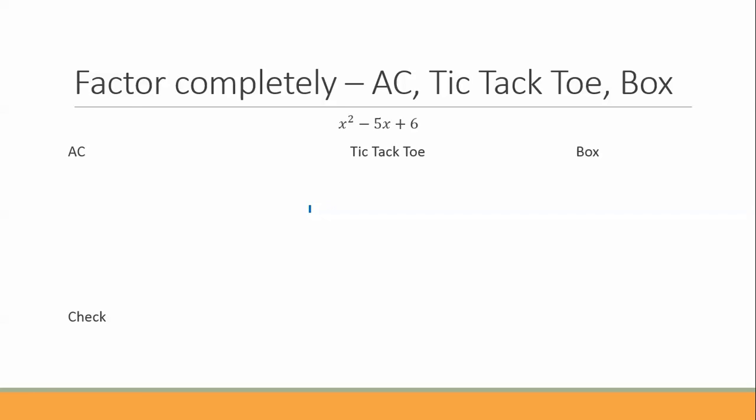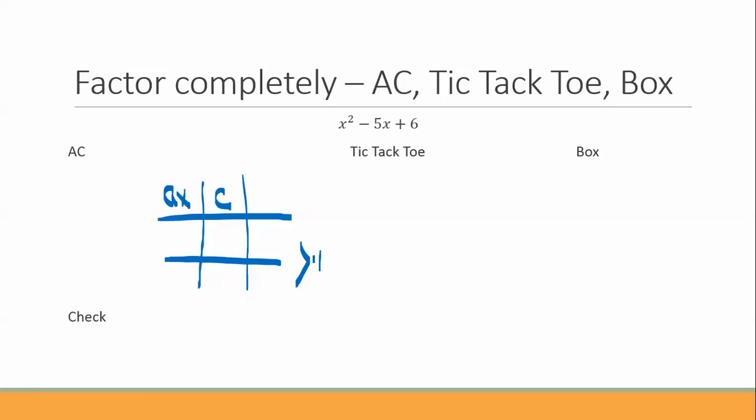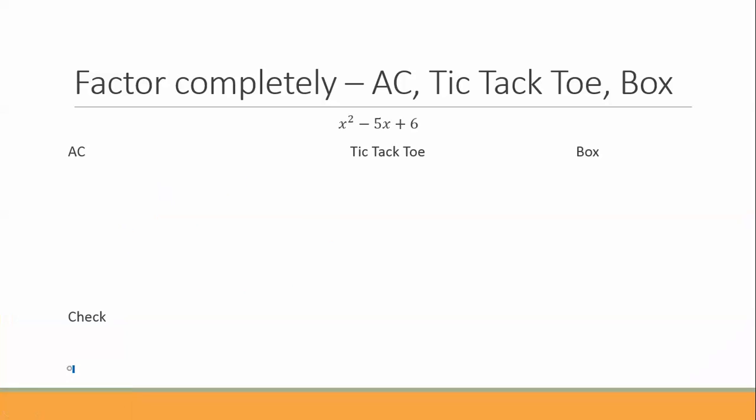With the tic-tac-toe method, we want to set up a tic-tac-toe board. The ax squared term goes here, the c term goes here, and these two are going to add to the bx term. When you're determining all these, we want to multiply across this way, and we want to multiply up this way. So let's see that in action.